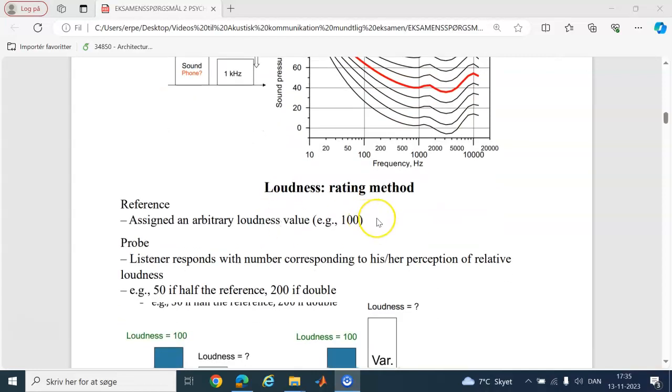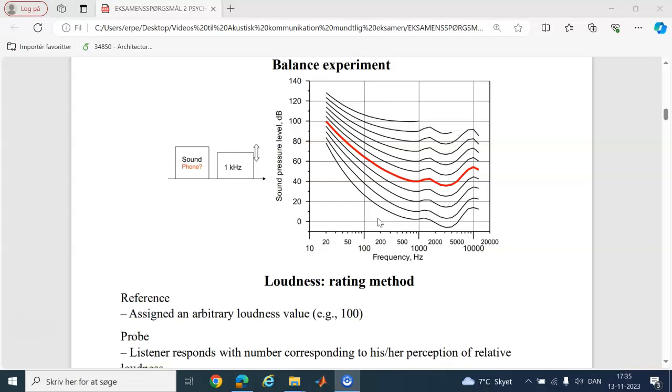If you have pure tones at 1,000 hertz, the SPL value in decibels of this 1,000 hertz sound is the same as the number of phones. But the decibel sound pressure level will vary if you deviate from 1,000 hertz.